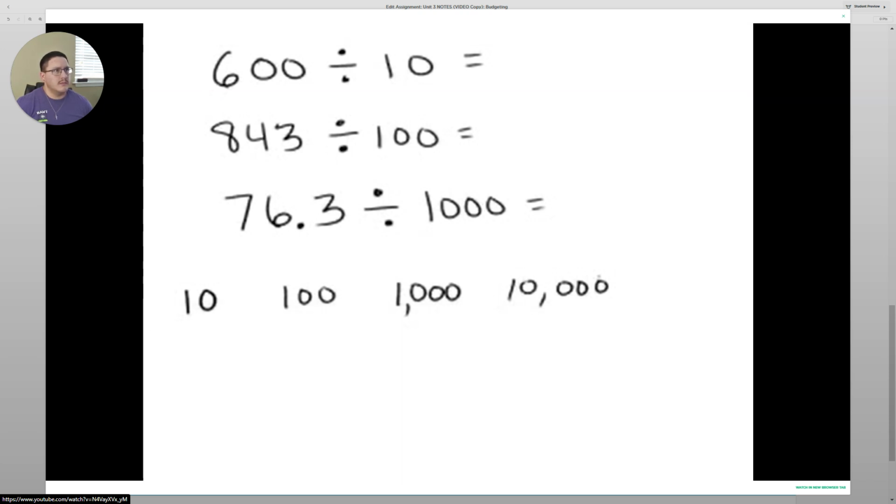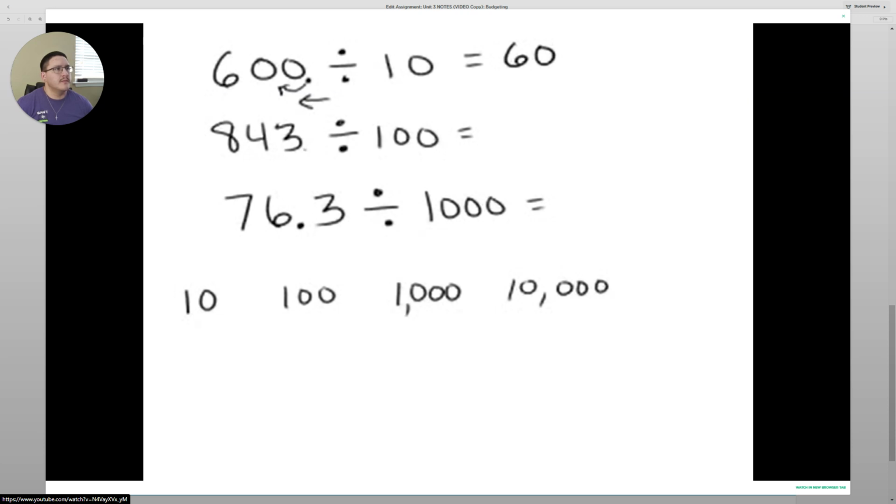The really cool thing about dividing with powers of 10 is it's just really about moving the decimal. There's no decimal in 600, but I can always put one at the end of the number. When I divide, I'm simply going to take the decimal to the left the number of places that there are zeros in my power of 10. I'm dividing by 10, one zero, so I'm going to move the decimal one place. Answer is 60.